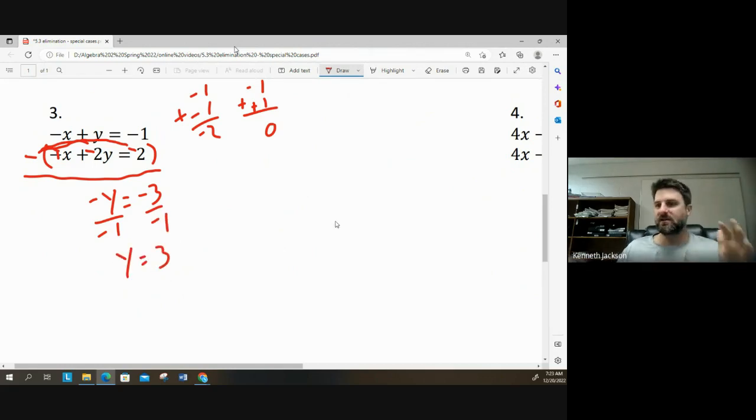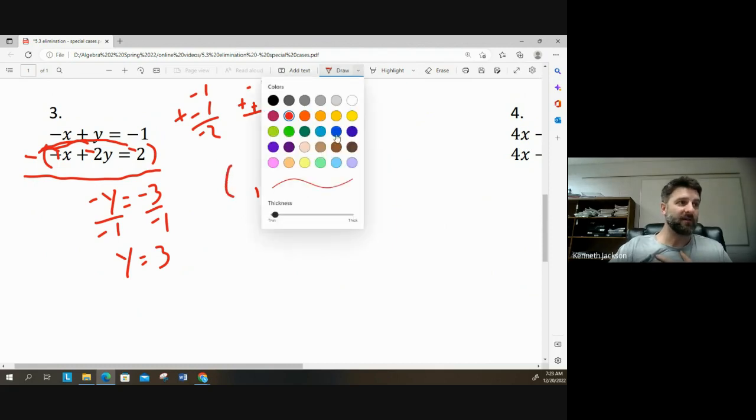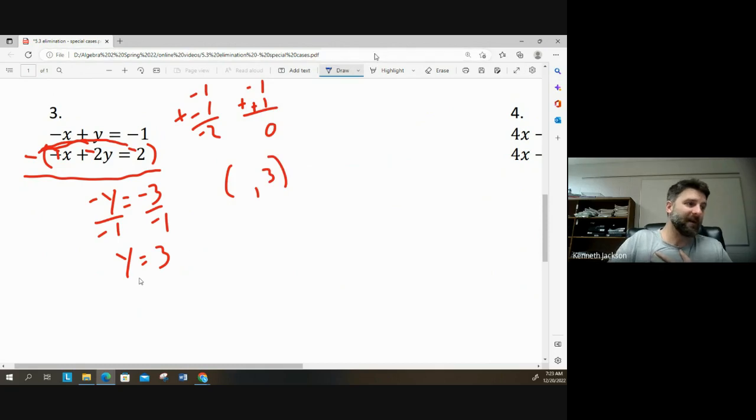And you might say, which special case is this? Well, it's neither of them. It's not a special case. This is a linear system that has an ordered pair where these two lines cross. And in order to find out the ordered pair where they cross, I have to go solve for the other half of my ordered pair.